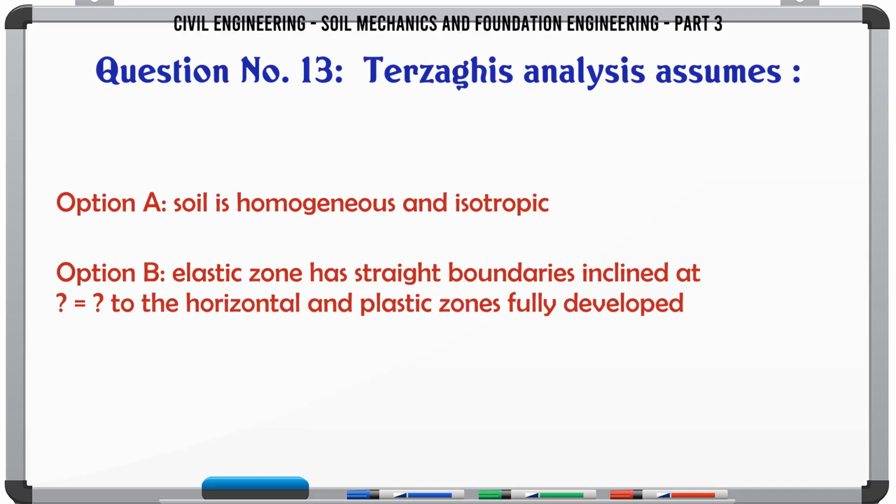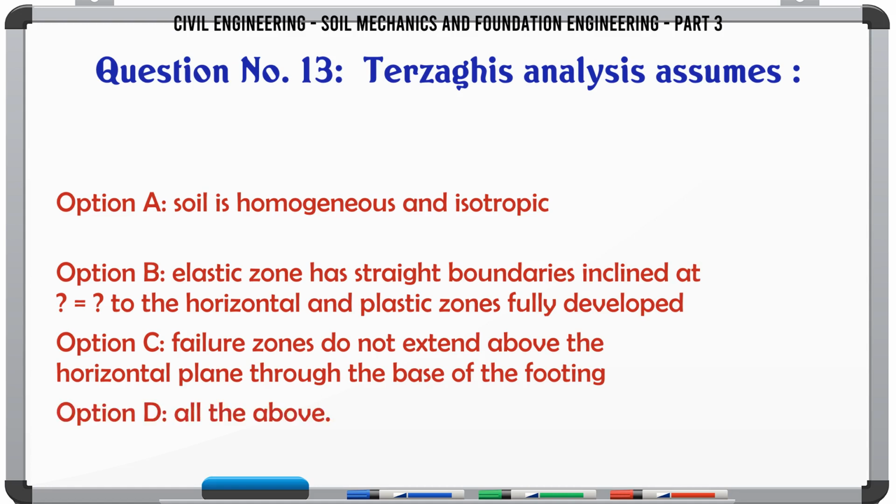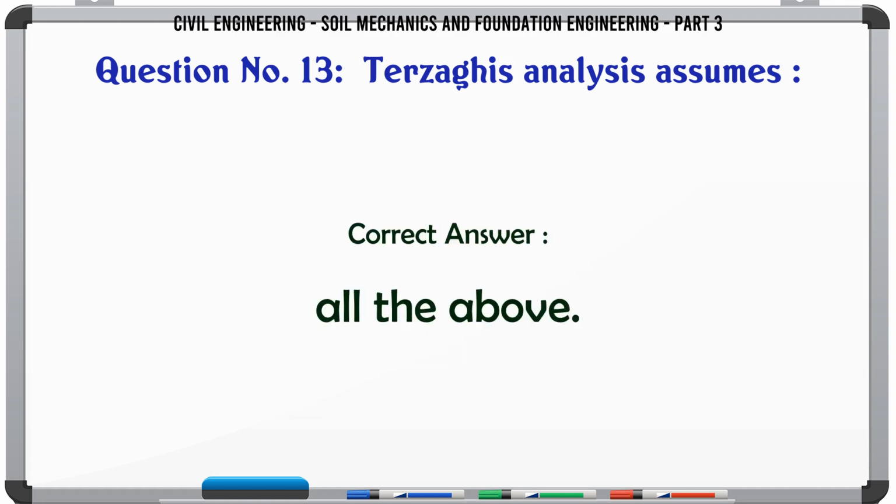Terzaghi's analysis assumes A. soil is homogeneous and isotropic. B. elastic zone has straight boundaries inclined at an angle to the horizontal and plastic zones fully developed. C. Failure zones do not extend above the horizontal plane through the base of the footing. D. All the above. The correct answer is all the above.